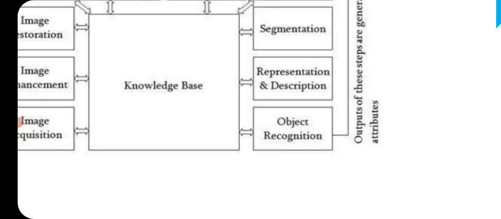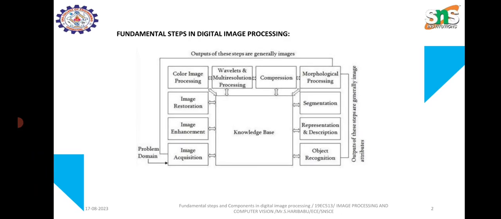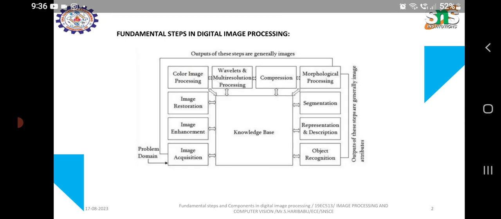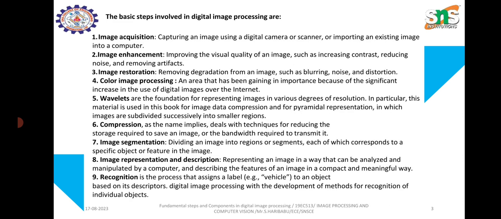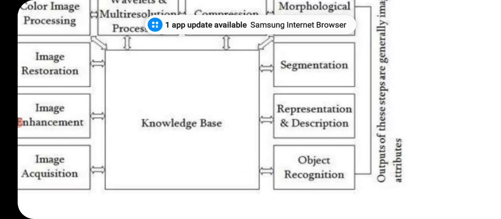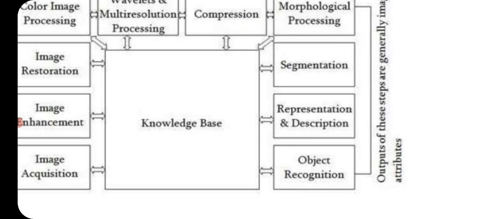The representation and the description follow the output of the segmentation stage. The output is the raw pixel data, which has all the points of the region itself. To transform the raw data, representation is very important. Representation is the only solution to transform the raw data, whereas the description is used for extracting information to differentiate one class of objects from another.